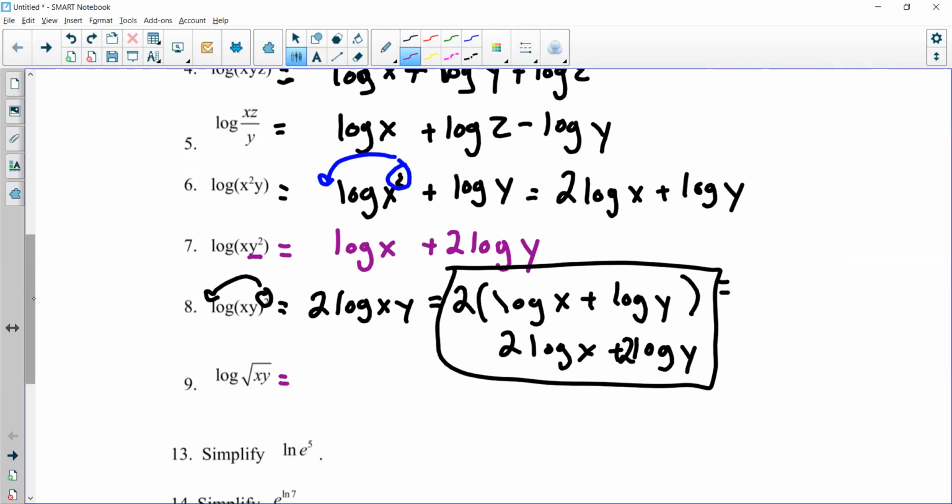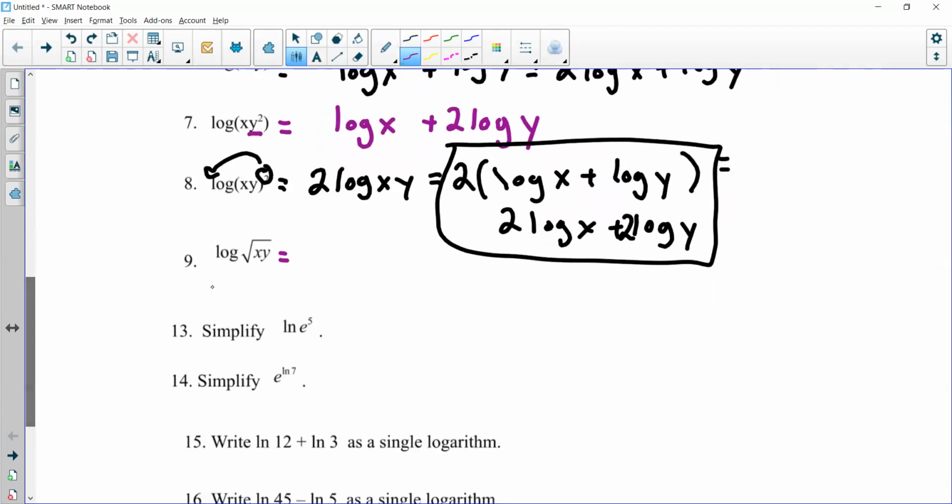Next one is a bit of a doozy. We have an awkward situation. It's square root xy. Mr. Tobel, you never told us what to do with square root. I did, but I do know what we know how to do with an exponent. So you have to recall from last chapter, the square root is the same thing as saying xy to the half power.